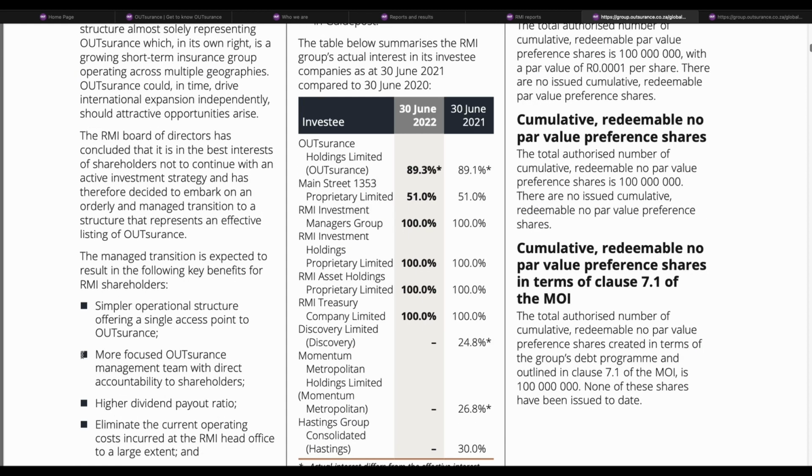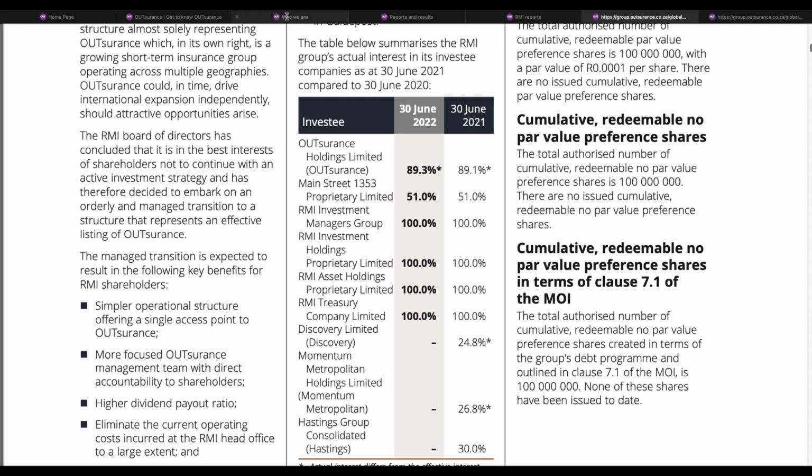So based on this, they went ahead and listed OUTsurance as a company on its own. At this moment, the company is trading in the GSE. The share code is OUT, for those people. Yeah, so the share code is just OUT. It's listed there. The current share price is 34 rand 26 cent. So basically the share price is just above 30 rand per share, because the share price is going to fluctuate a bit.